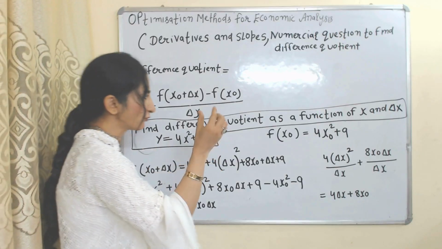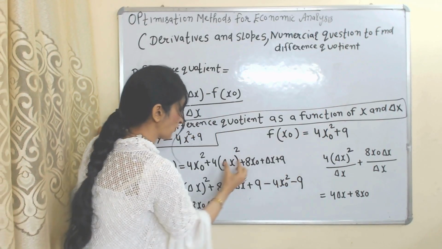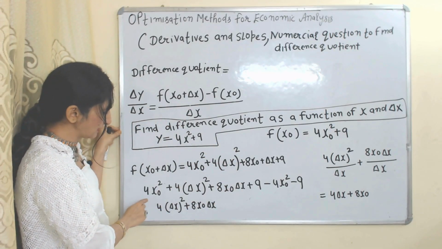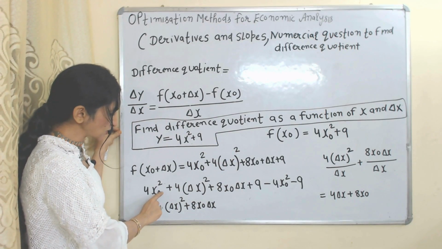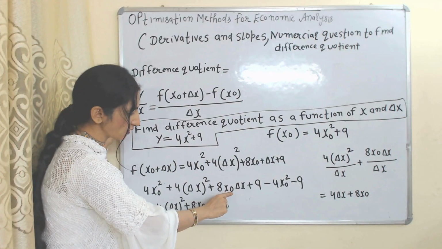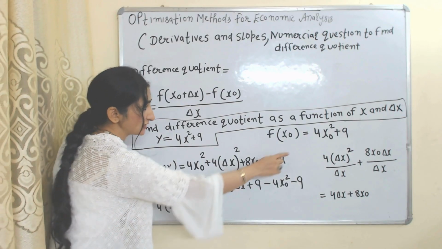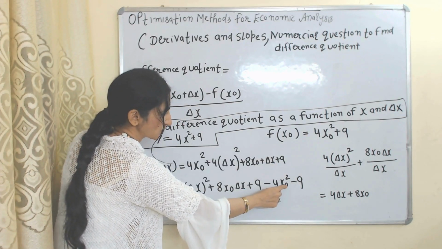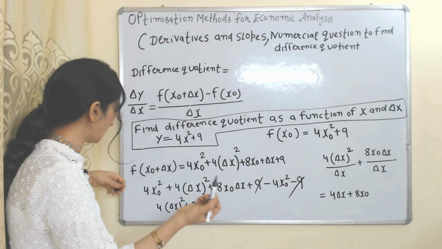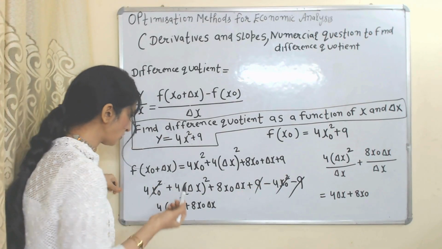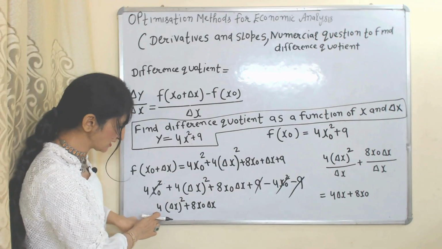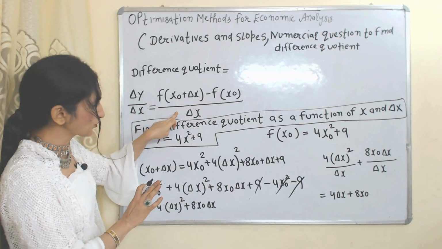According to this formula, we will subtract this value from this value. When we subtract, it will become like this: 4x naught square plus 4 delta x square plus 8 x naught into delta x plus 9 minus 4x naught square minus 9. So this one will cancel out. This one and this one also cancel out. Now our equation will become like this. But we will work according to this formula.